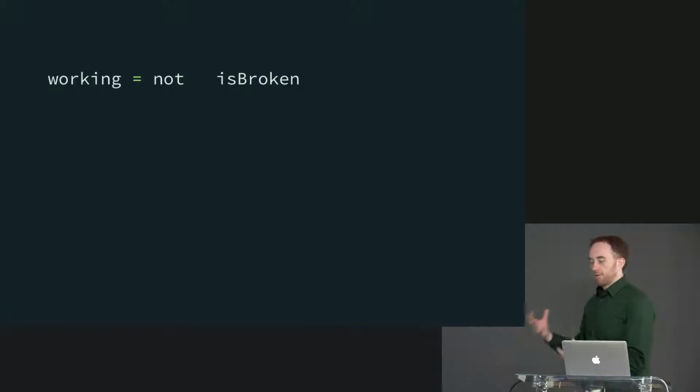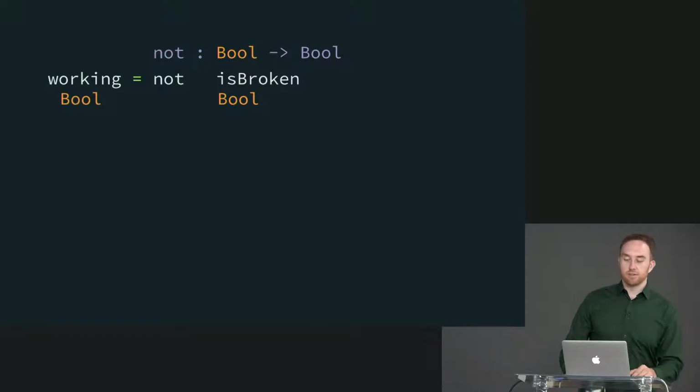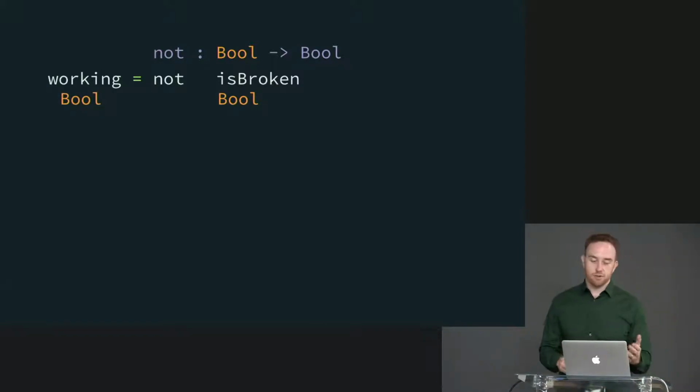And as it continues going through the code, it keeps doing this. So let's say we have something called working, which is assigned to not isBroken. It says, okay, not is a function from bool to bool, which means that since we're passing isBroken to not, isBroken must be a bool. So that's another form of constraint unification. And then because working is assigned to the result of not isBroken, and not returns a bool, it says, okay, working must also be a bool.